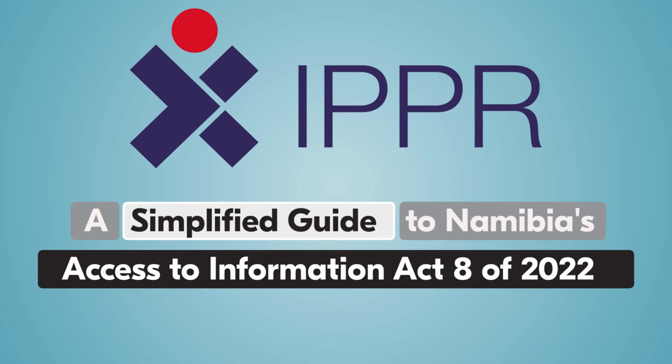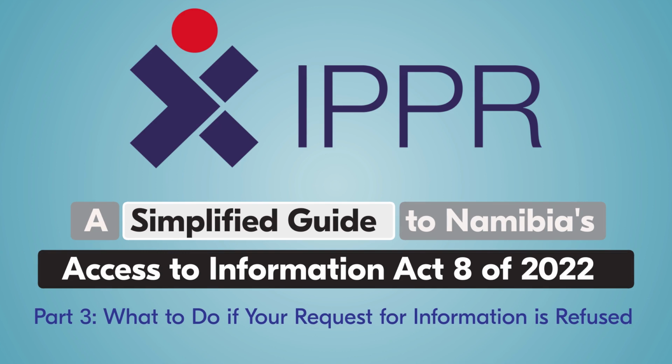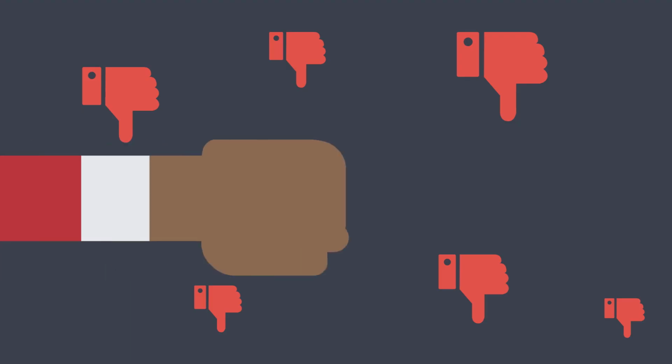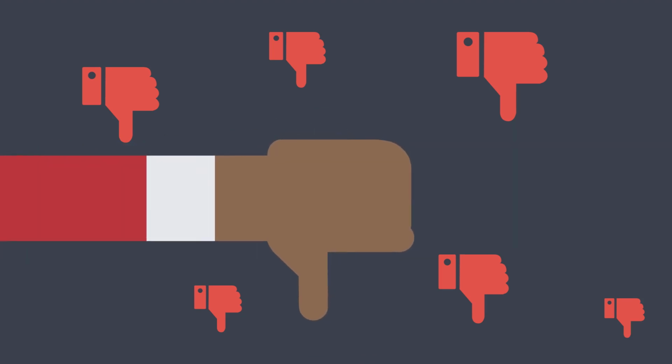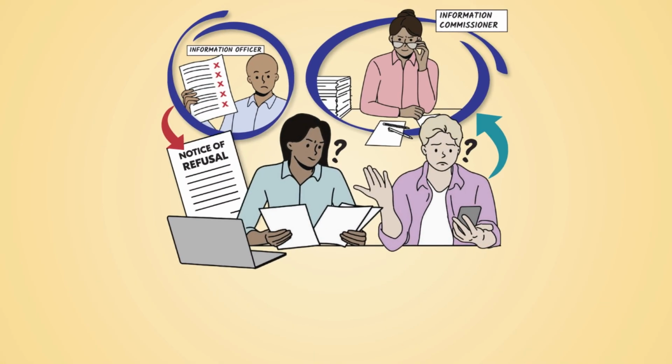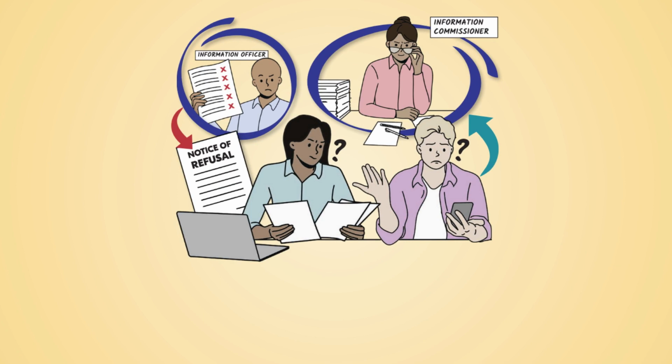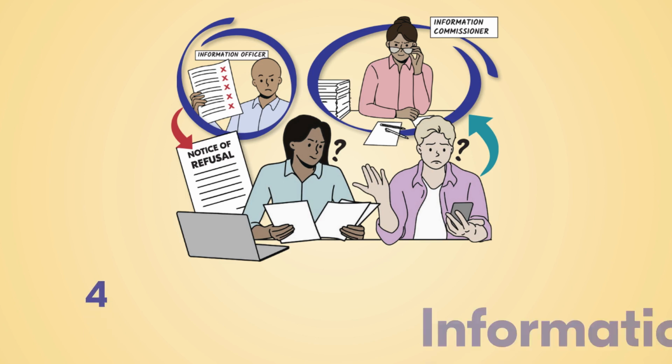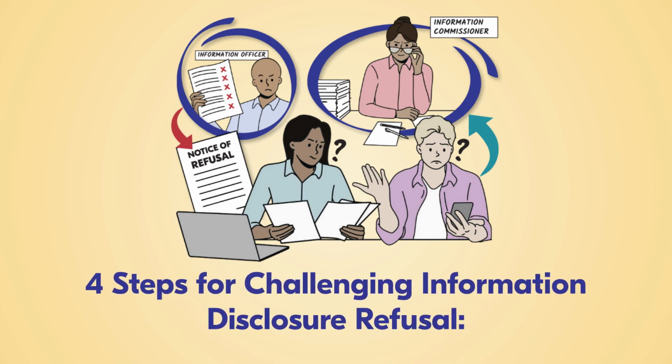Welcome to our final installment on Namibia's Access to Information Act, where we look at what to do when your request for information is refused. Despite your best efforts, not all information requests will be successful. However, the Act provides a clear process for challenging refusals to disclose information.